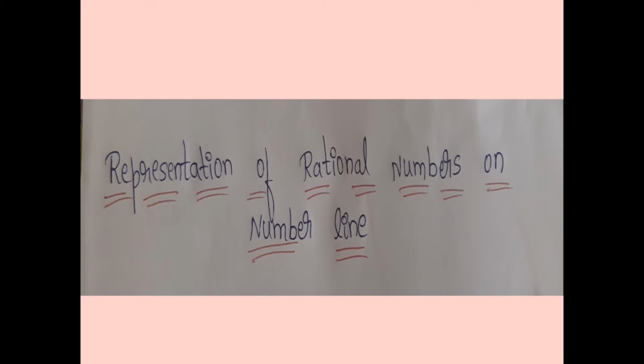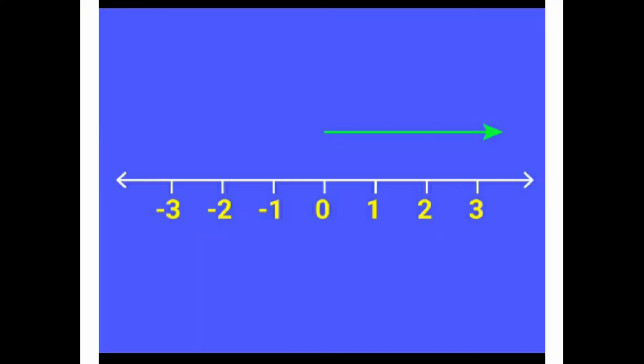In the first video you already learned what rational numbers are and what the properties of rational numbers are. Those things you already learned in the previous class. Now we are going to learn the representation of rational numbers on the number line. First of all, let us see the number line of the rational number.